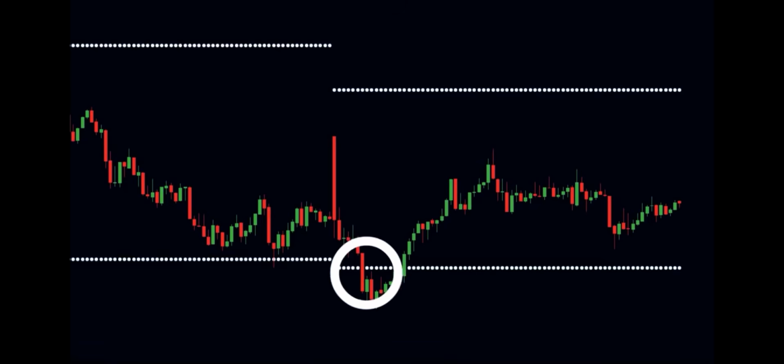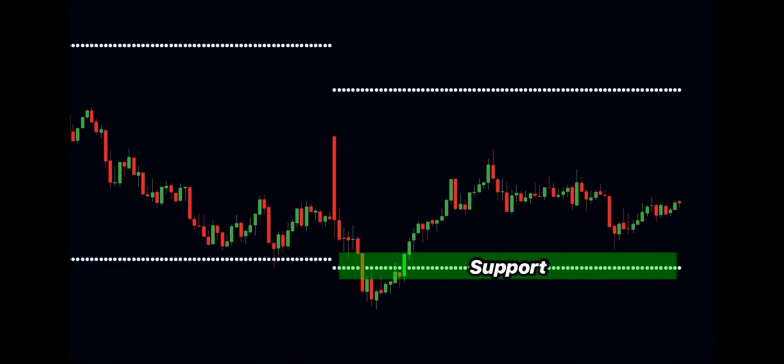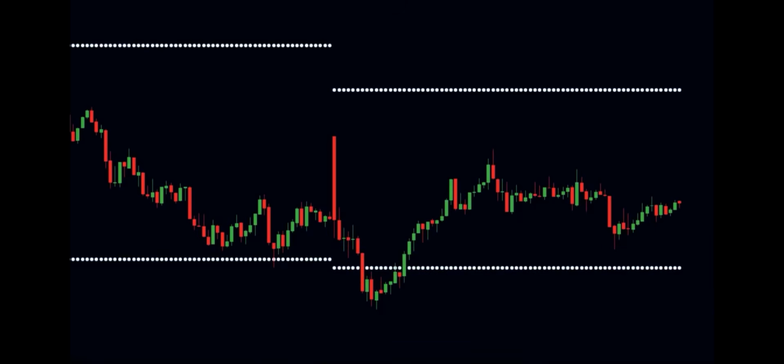Here at this point we see that the price breaks below the previous day's low. But we know that the price is expected to be in a range. Therefore, we expect the price to find support near the previous day low. So we will not sell at this breakout.